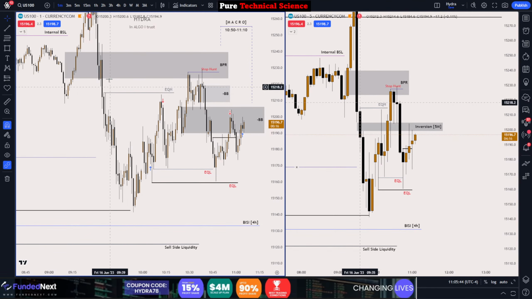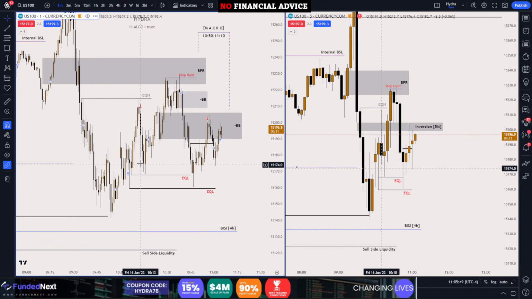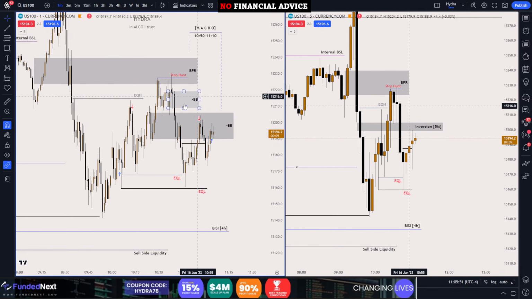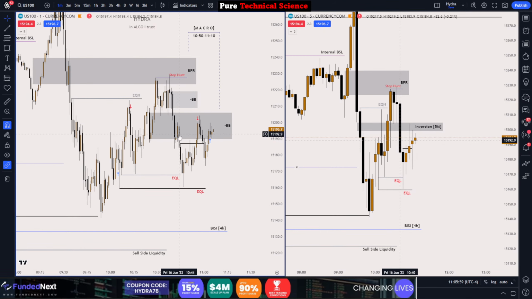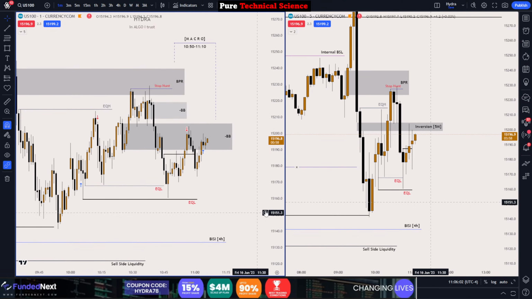I outlined the setup here. It didn't give me a chance to enter. Then I outlined the setup. It hit my stop loss. Eventually, it hit my target. Then I outlined a setup again here. No chance of entry inside our macro, right? Price eventually hit our target, but without matching with our time zone.